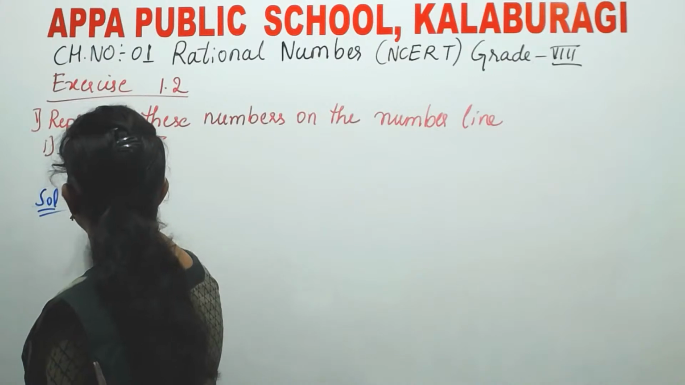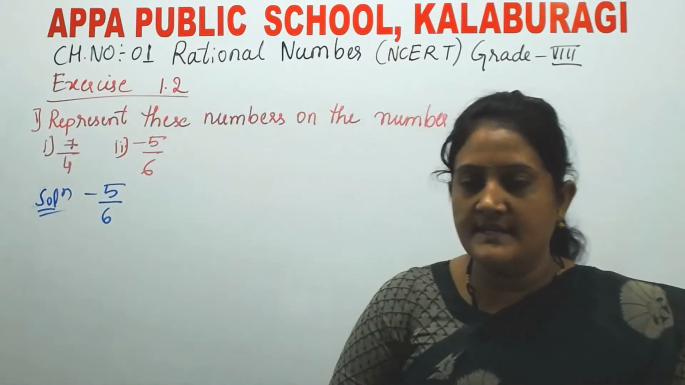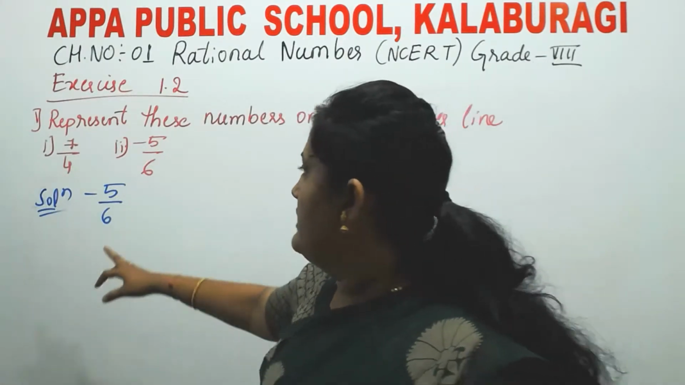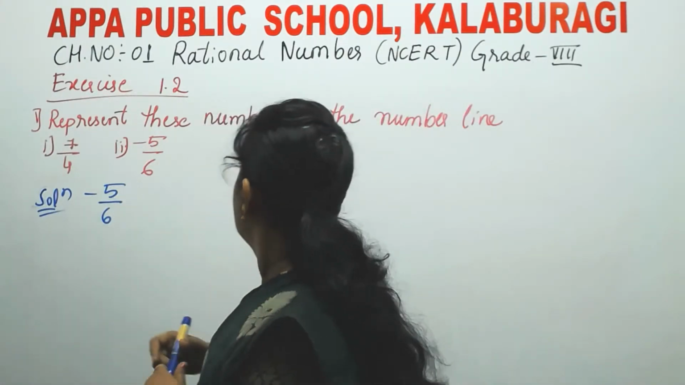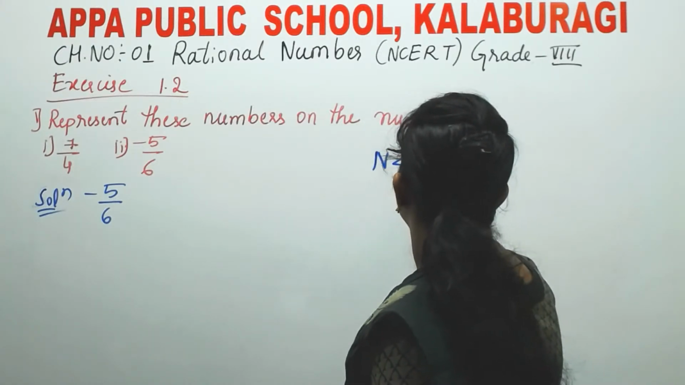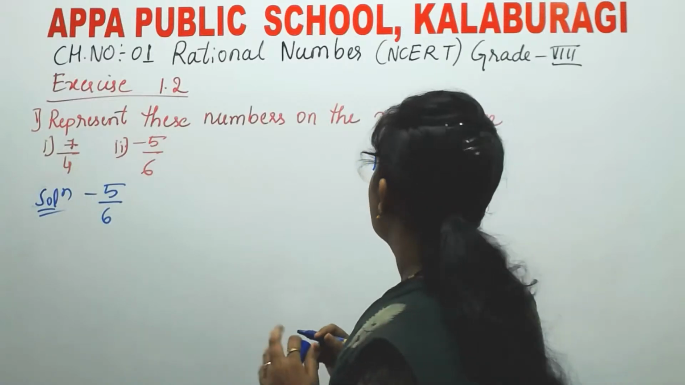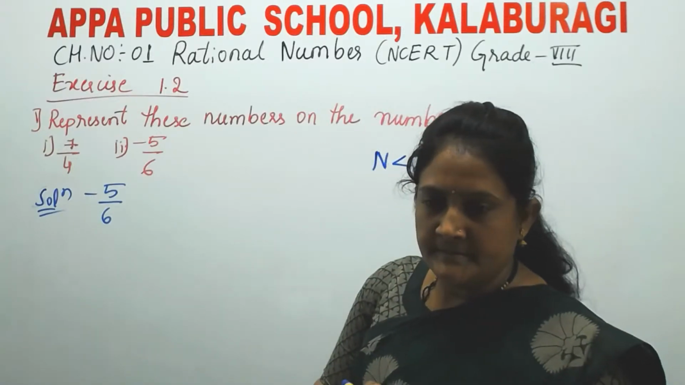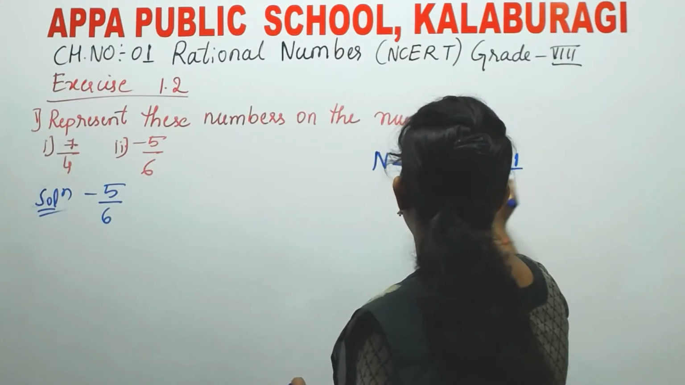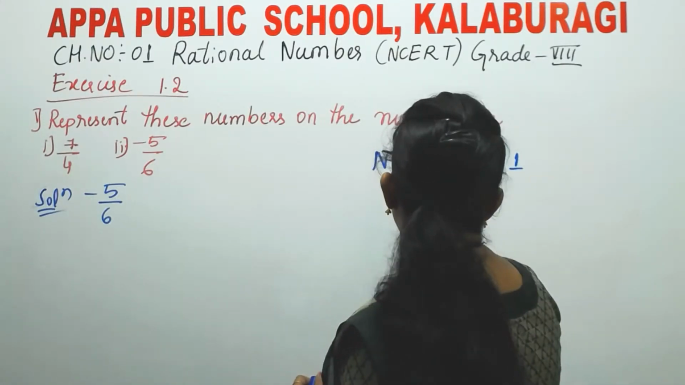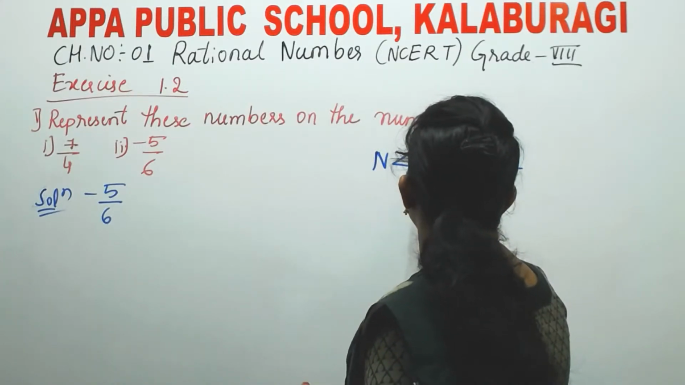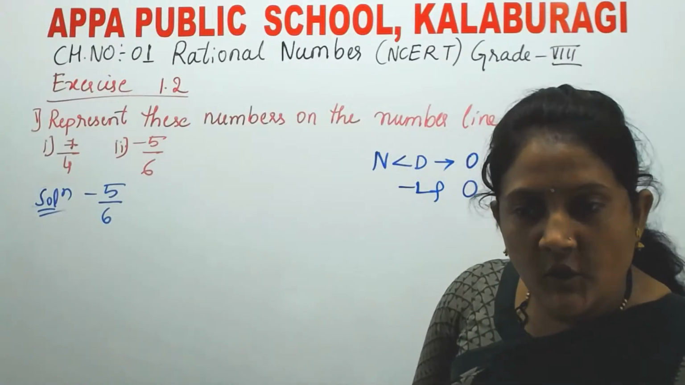Minus 5 by 6. The number will come in between which numbers? You should remember: if the denominator is greater, the number will come between 0 and 1. If it is negative, the number will come in between minus 1 and 0. Okay.